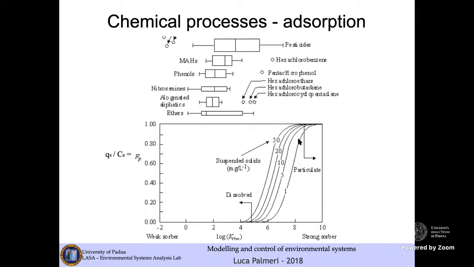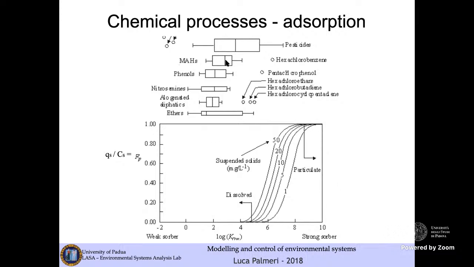So, of course, for strong sorbers, you will have more tendency to find the material in the particulate phase, while for weak sorbers, you will have a stronger tendency of a substance to be found in the dissolved phase. All these graphs may be of help for the environmental engineer who wants to understand where to expect to find the toxic substance, more dissolved or more linked to the particulate phase, so more in the solid phase.